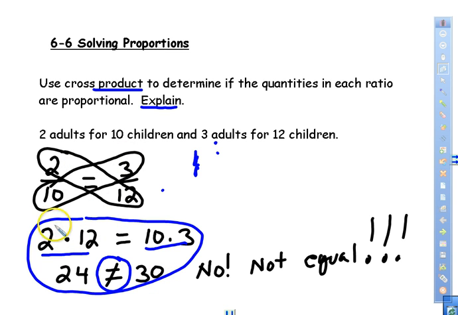Remember, you are not cross reducing. You cannot cross reduce first. Simply multiply the two numbers diagonally, and you get a number. And it doesn't matter which one you put on which side. You can put 2 times 12 on the right side and 3 times 10 on the left. It doesn't matter. It's just a comparison whether they're equal or not.